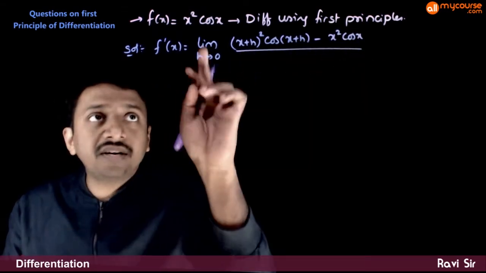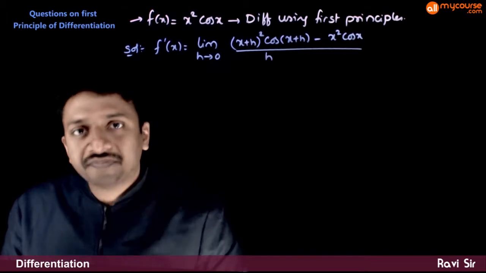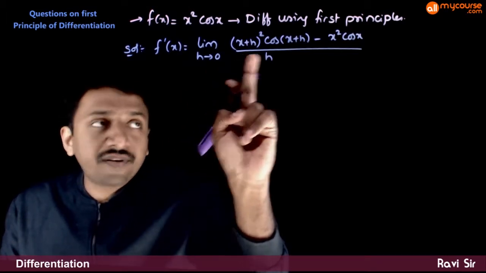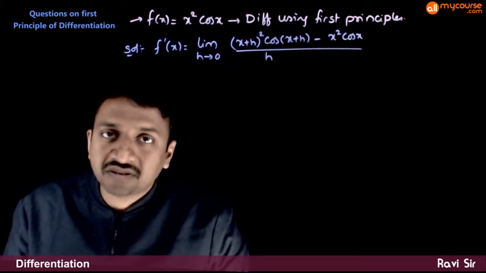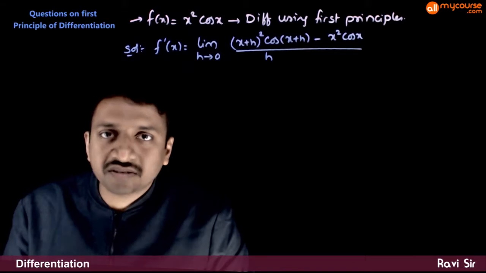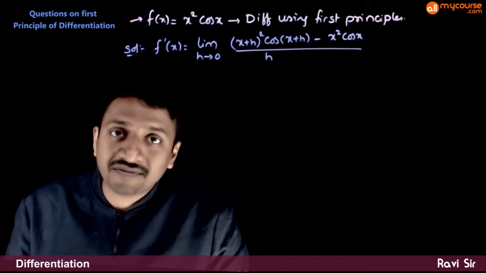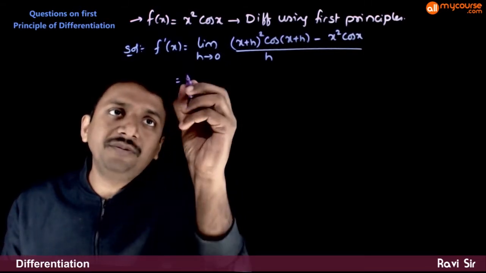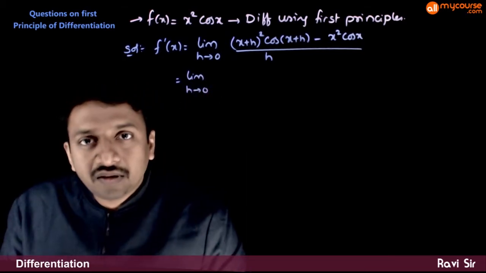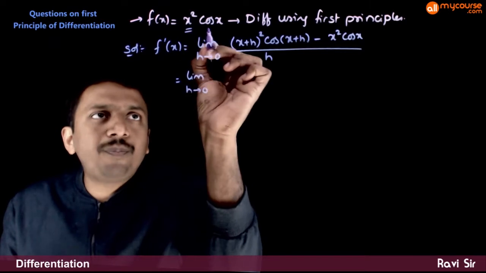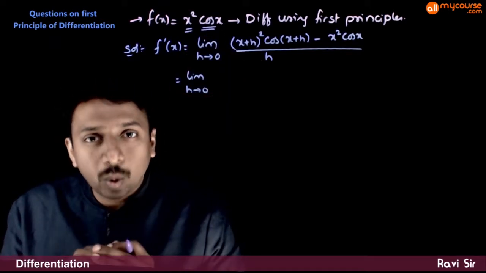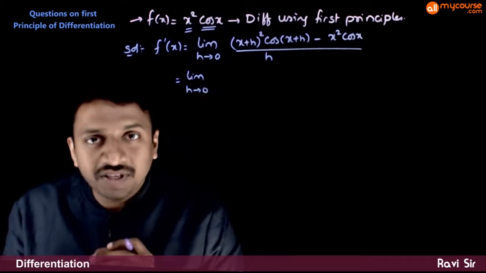divided by h. So limit h tends to 0 f of x plus h minus f of x by h. So if we can find this limit, that is nothing but the differentiation of this. So let us see how we can find this limit. So that is equal to limit h tends to 0. So whenever you have product of two functions, use a standard way to find the limits here.